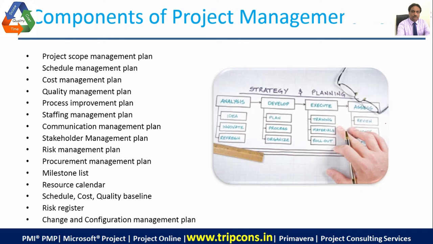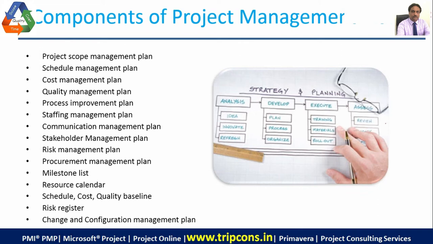The communication management plan would tell which stakeholder needs what kind of communication. Someone requires a meeting, someone requires a fax, someone requires an email report. Then we have a stakeholder management plan, on how we manage the people. The risk management plan tells us how the risk will be managed. And the procurement management plan tells us about the procurement.